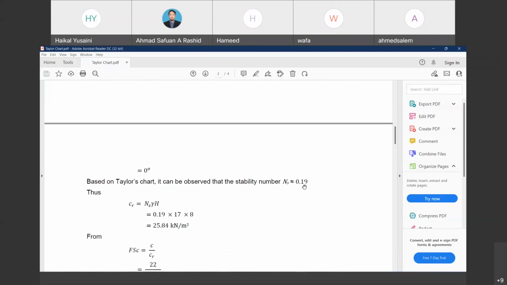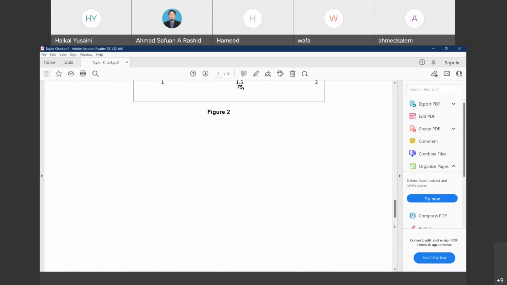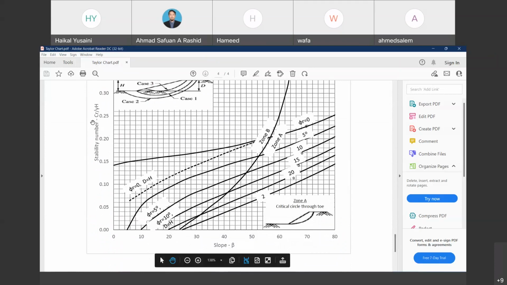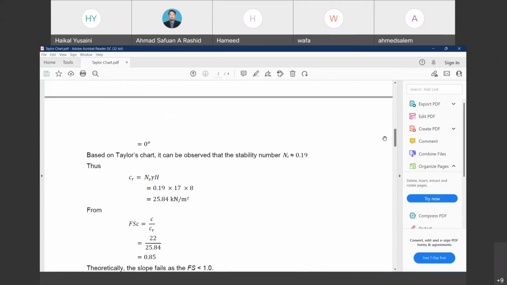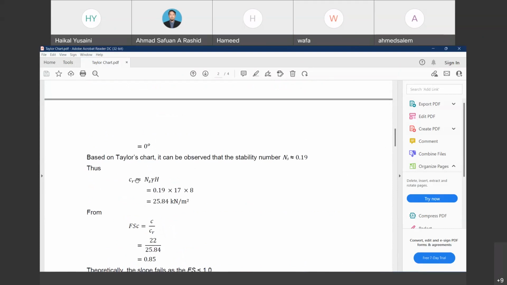Okay, so from this stability number we should determine what is the CR. Rearrange the stability number, because in here the stability number is equal to CR over gamma H. When we rearrange, CR will be on the left, the rest on the right. So 0.19 multiplied by unit weight of soil 17, multiplied by 8, the height of the slope, we obtain 25.84.